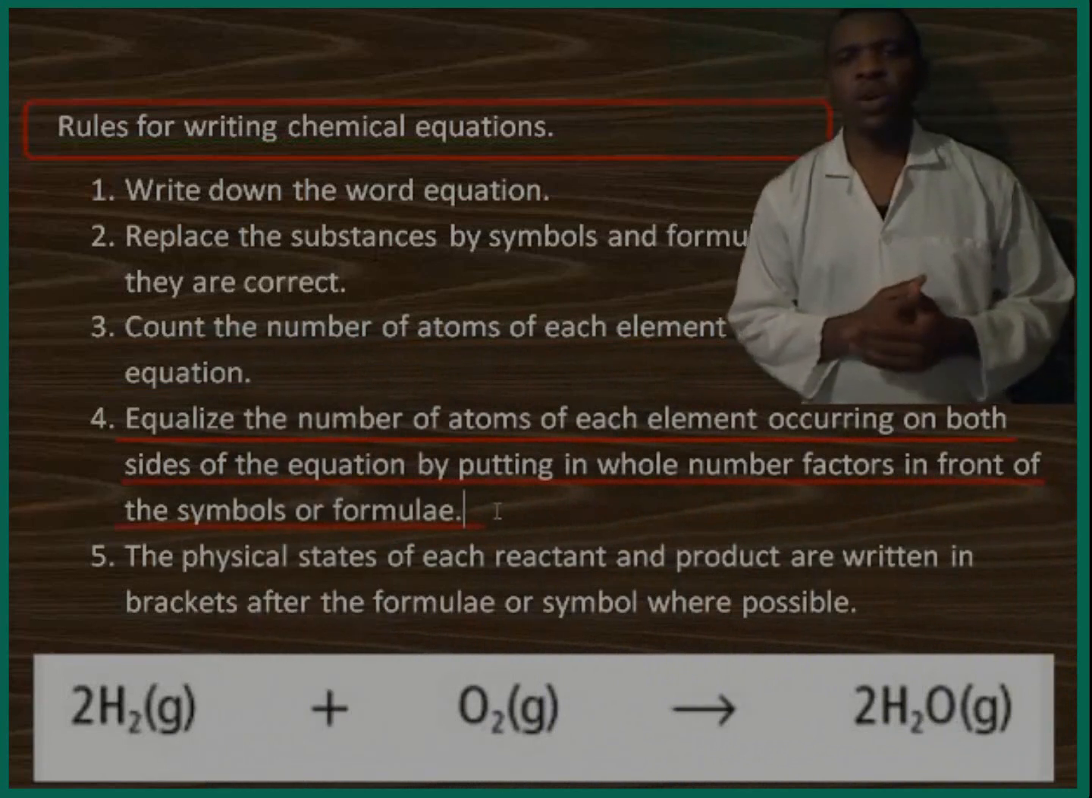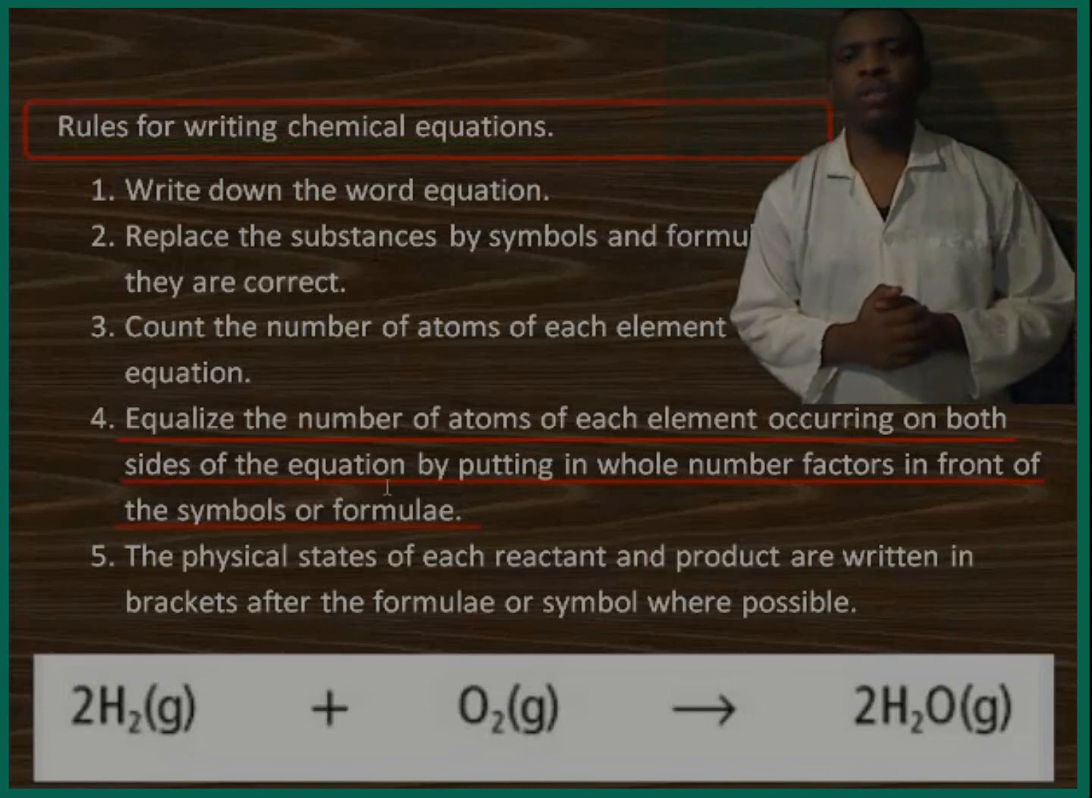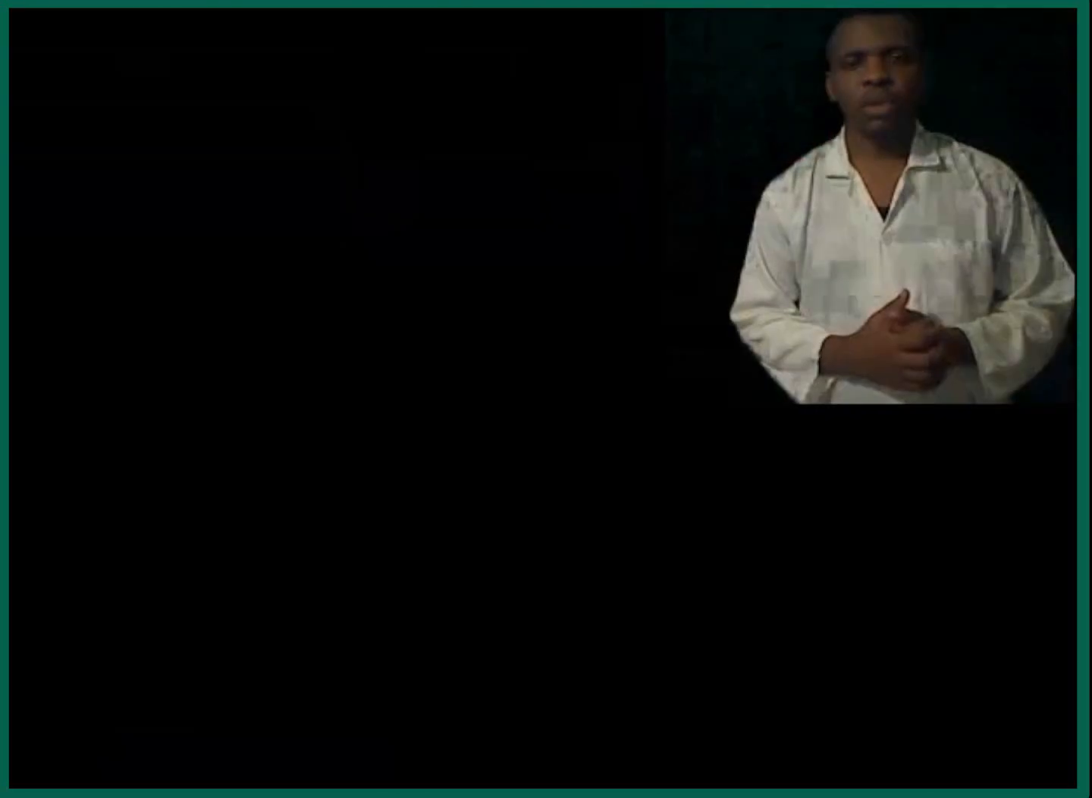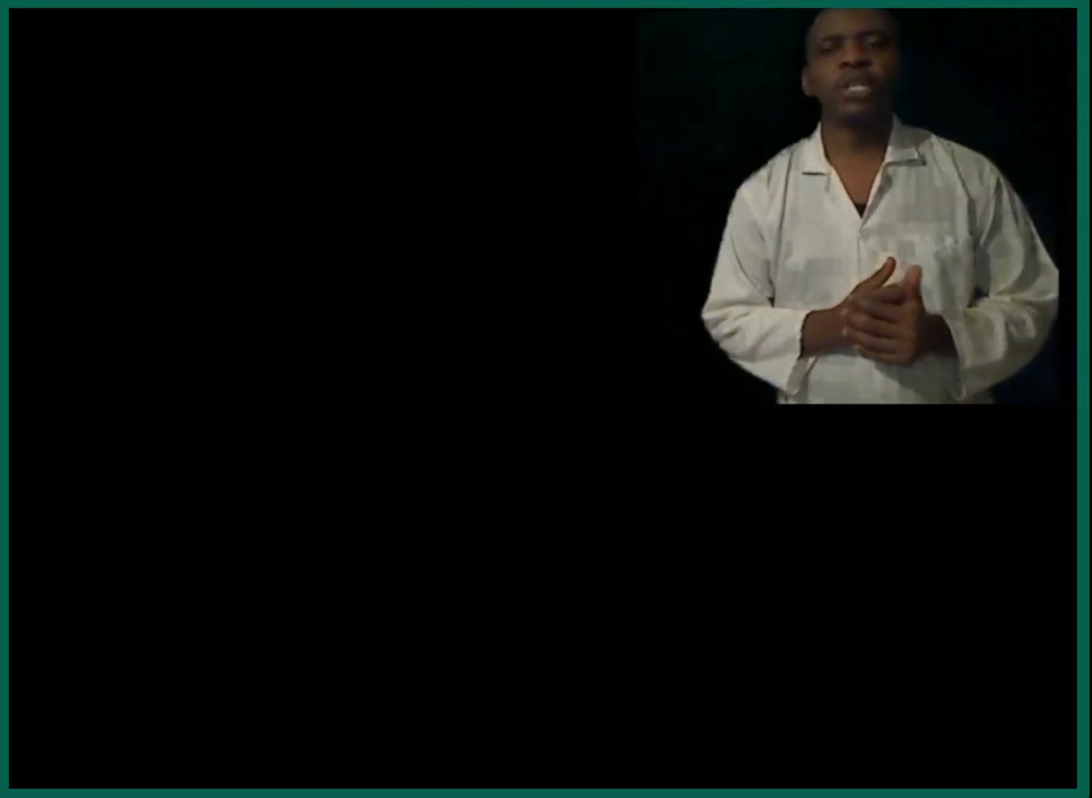Equalize the number of atoms of each element occurring on both sides of the equation by putting in whole number factors in front of the symbols or formulae. The physical state of each reactant and product is written in brackets after the formula or symbol where possible. Write down the chemical equation for the formation of water.